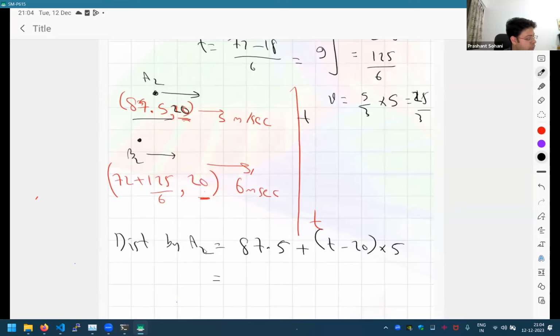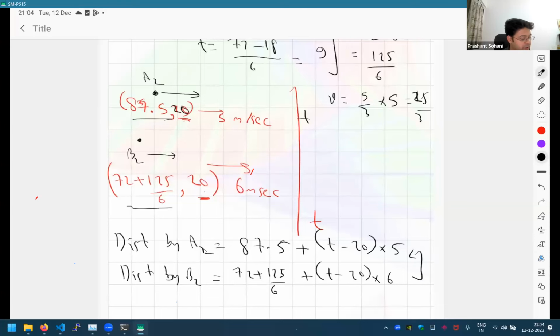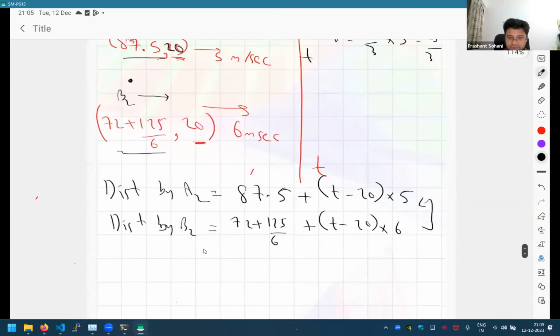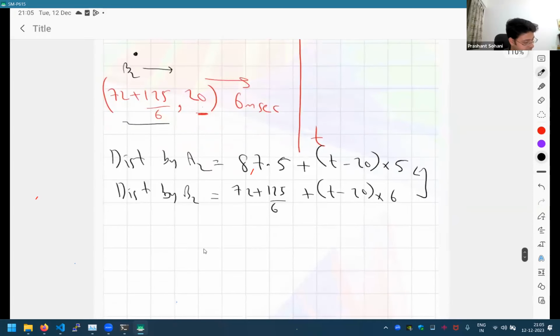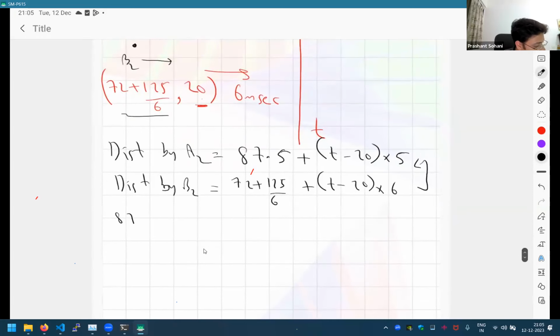And this should be equal to the distance traveled by B2 because they are meeting there, right? So distance traveled by B2 will be the original distance which B has already covered, plus the last t minus 20 times 6. So you have to equate these two to get the value of t. So let us do that. So 87.5 plus 5 times t minus 100 is equal to 72 plus 125 by 6. I hope that 6 vanishes. If it does not, then we are going to get a fractional answer.